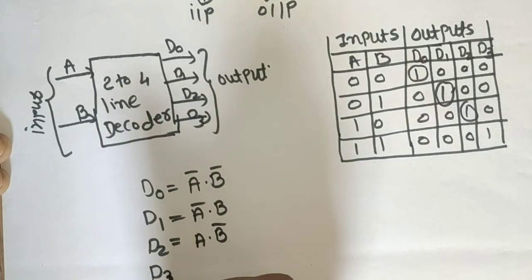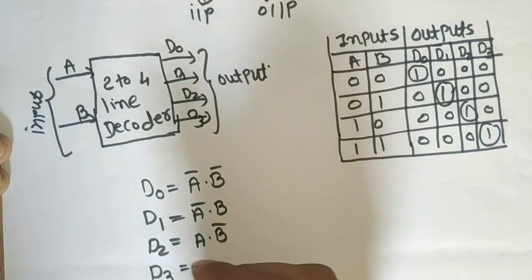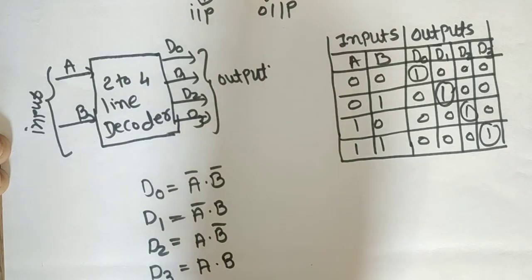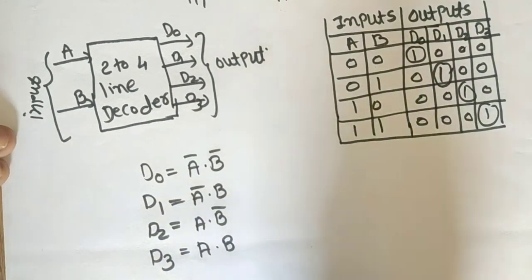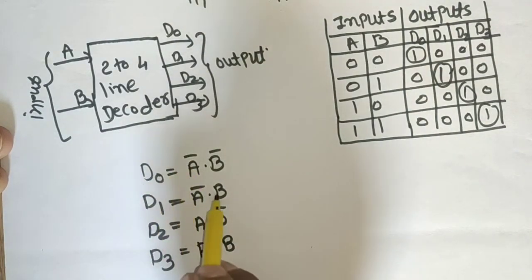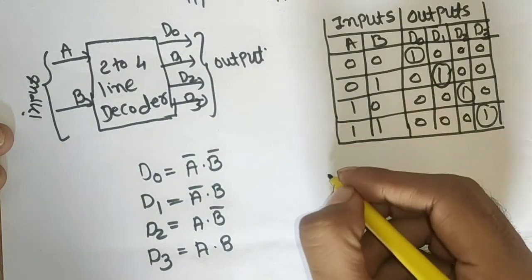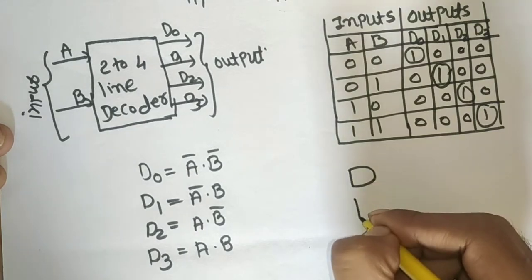And last one is D3. So D3 is 1, when A is 1 as well as B is also 1. So now using these 4 equations, we can design the circuit diagram of the 2 to 4 line decoder. First, every output can be represented with the multiplication operation. Multiplication operation can be done with the AND gate. So we can utilize the 4 AND gates.